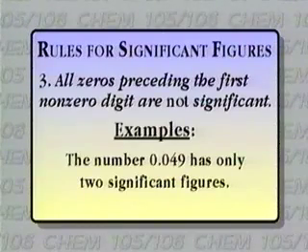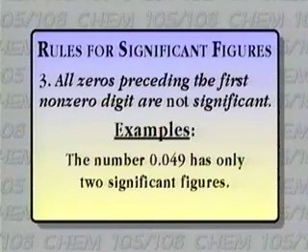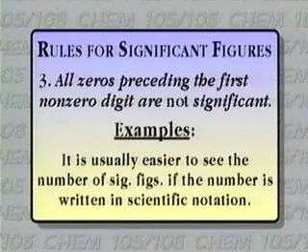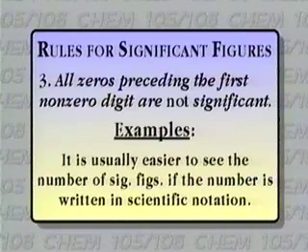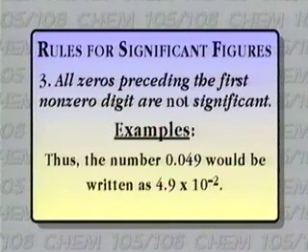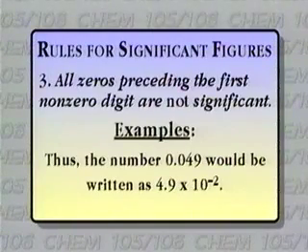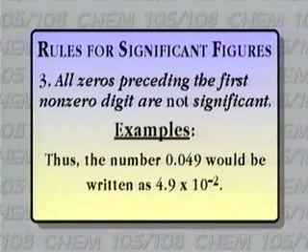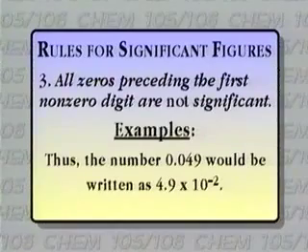Okay? Now, the way we get around this, and the best way to look at it, is to always write our numbers in scientific notation. Notice if I rewrote this number here in scientific notation, we're going to move the decimal 2 places to the right, so 10 to the negative 2, 4.9 times 10 to the negative 2. We just look at the number 4.9 and we can see that we have 2 significant figures. So it's usually best to write numbers in scientific notation when we're trying to work with significant figures.